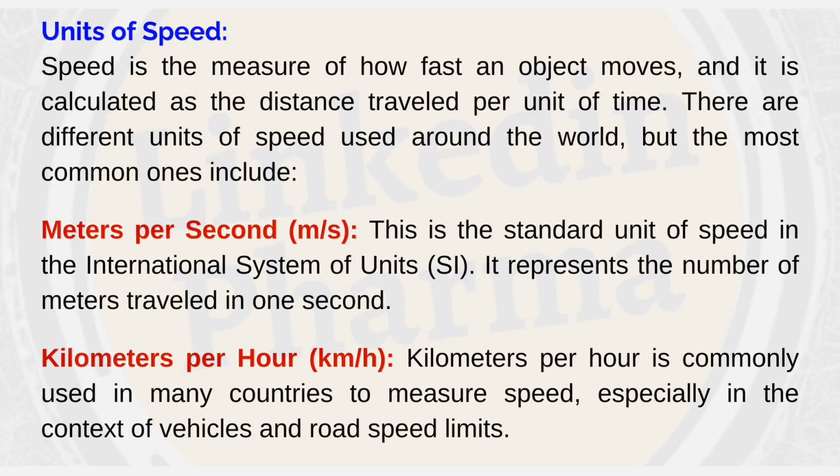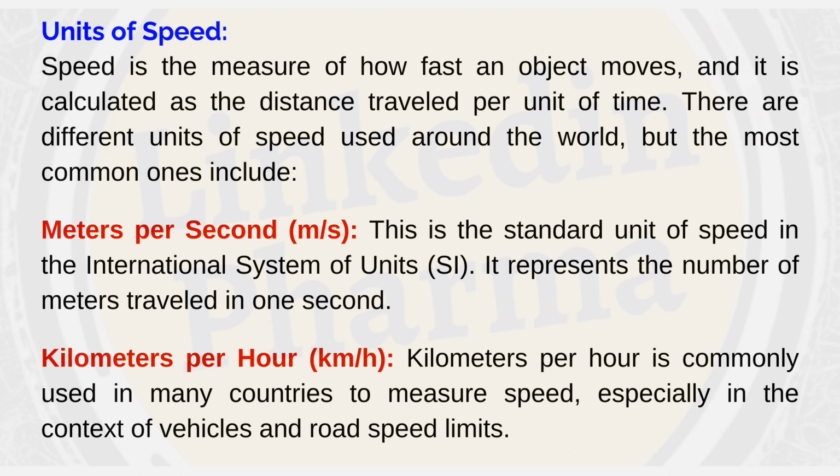Units of speed. Speed is the measure of how fast an object moves, and it is calculated as the distance traveled per unit of time. There are different units of speed used around the world, but the most common ones include meters per second. This is the standard unit of speed in the International System of Units (SI). It represents the number of meters traveled in 1 second.